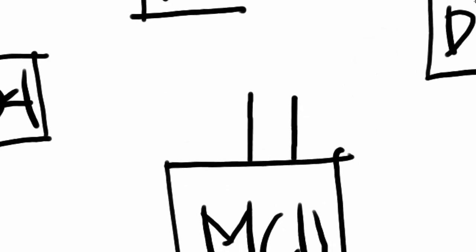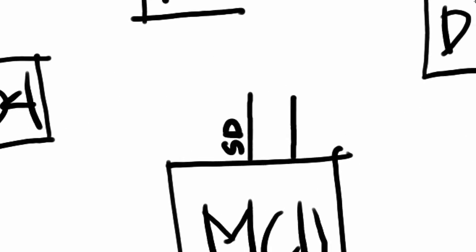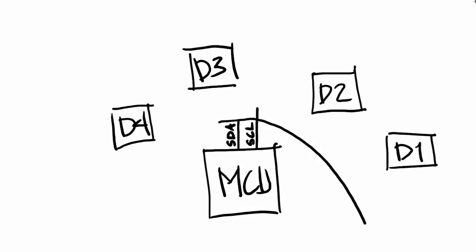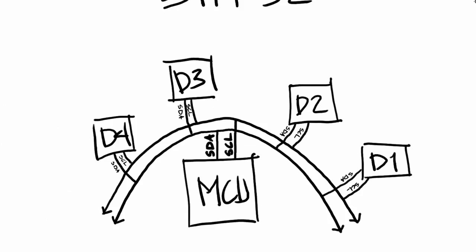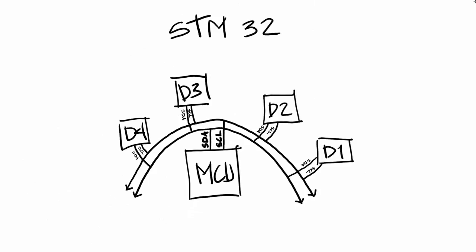And these two wires are SDA and SCL, the data and the clock. Each one of these devices will also have a data and a clock that connect to these two wires. The fact that you can put so many devices on two wires communicating with the microcontroller is what makes this protocol so important and so versatile.